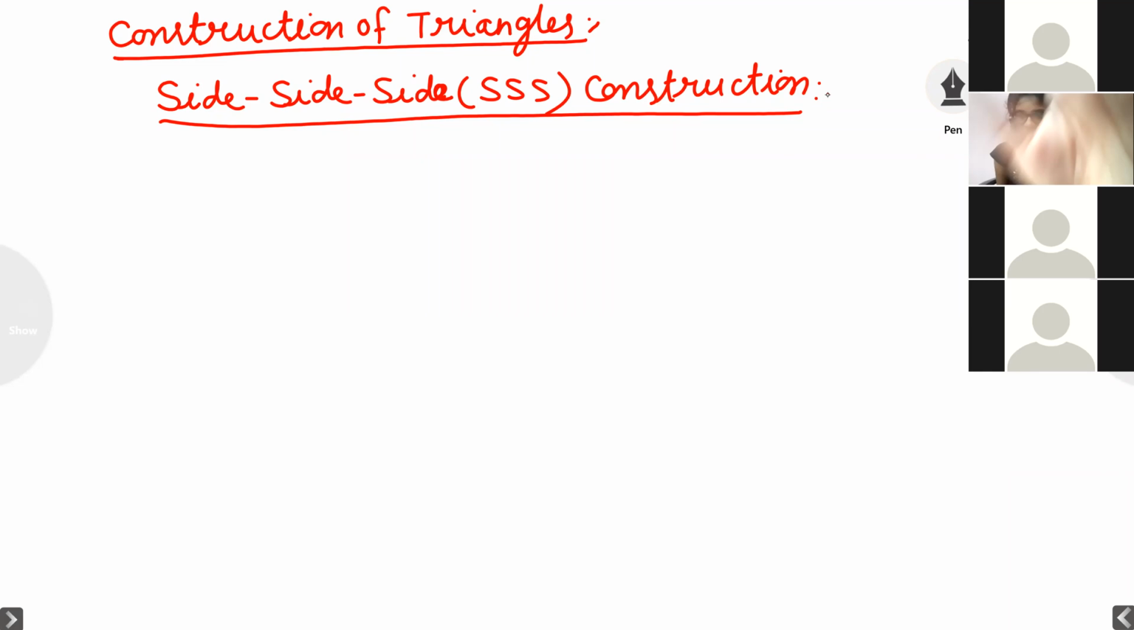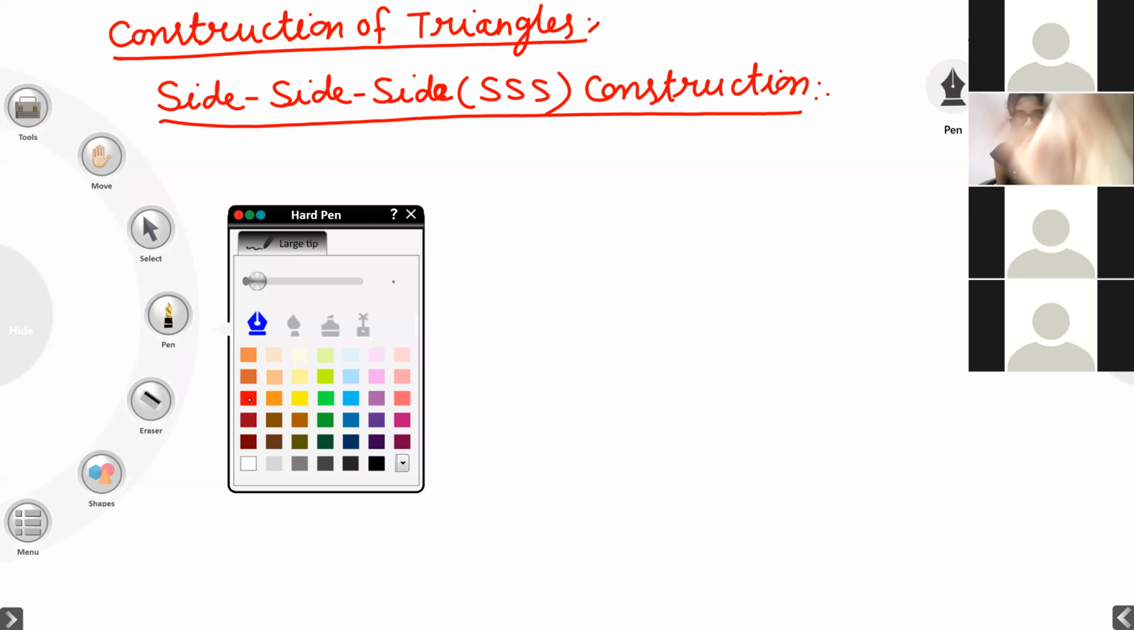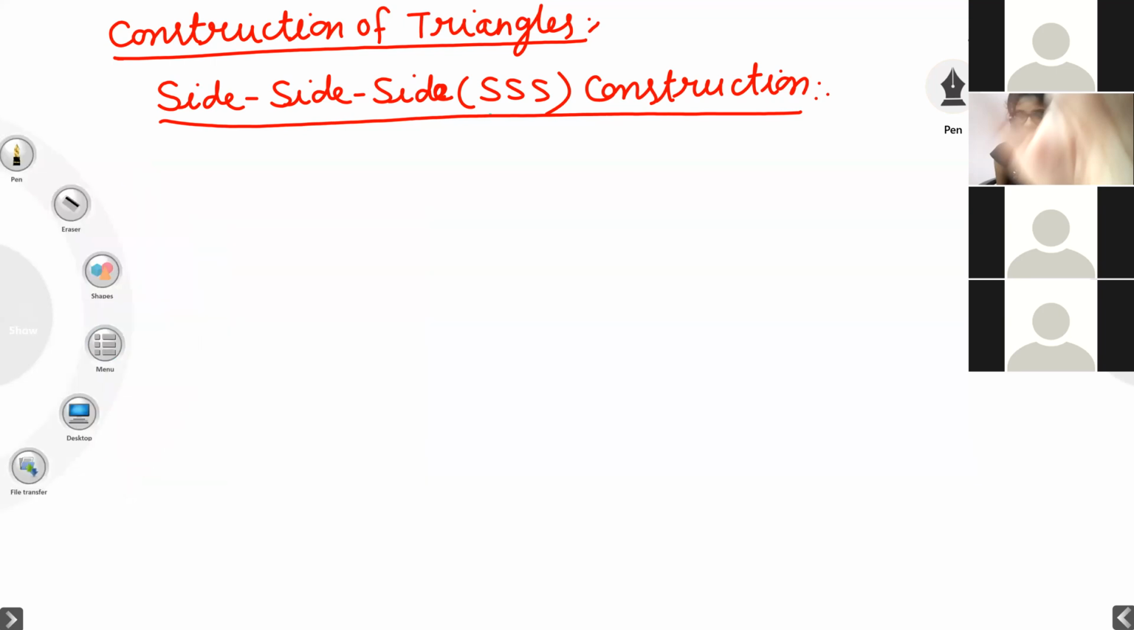First way: step by step we'll do the construction, and step by step we'll write the steps. Second way: finally, we want to draw one figure, and after that, we will write the steps. The second way is the easy way. Now, example 1. If they have given three sides, then how to do construction?